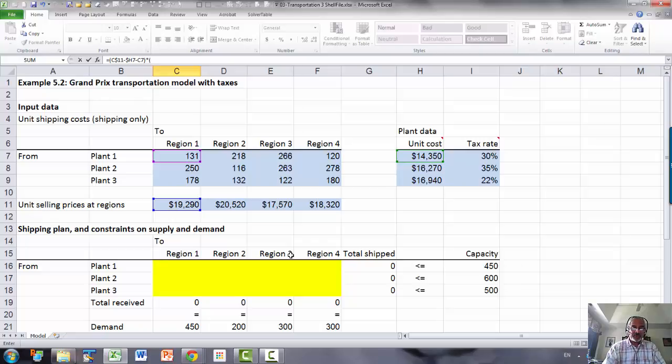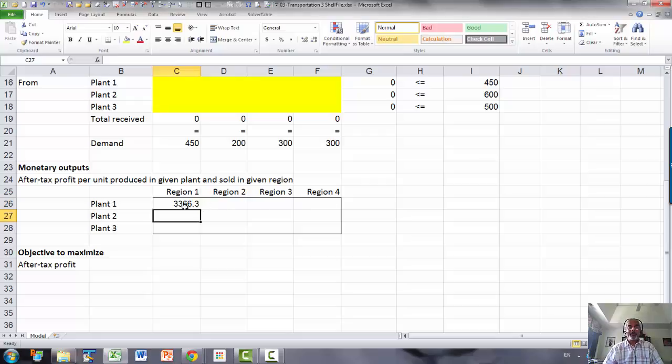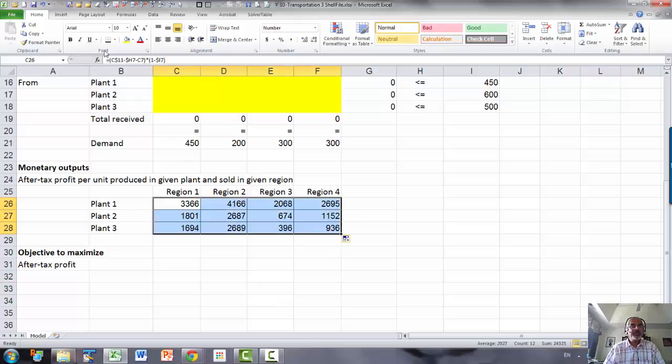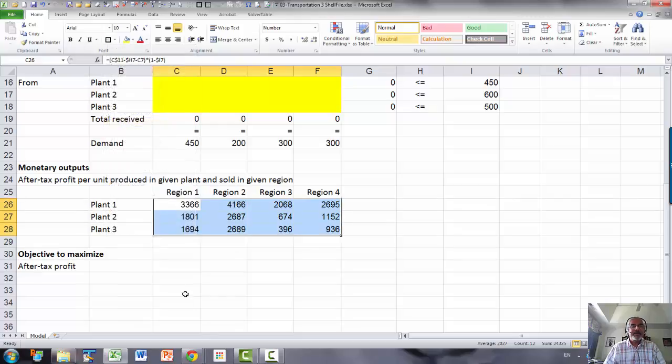Now we have to adjust for tax, so there will be 1 minus the tax rate, which is here. Once again, for the tax rate, the column is fixed and the rows change, so you have to do it like that. Now this will give us the after-tax profit per unit. Copy this way and copy that way. Let's clean up the borders a little bit here and give a name.